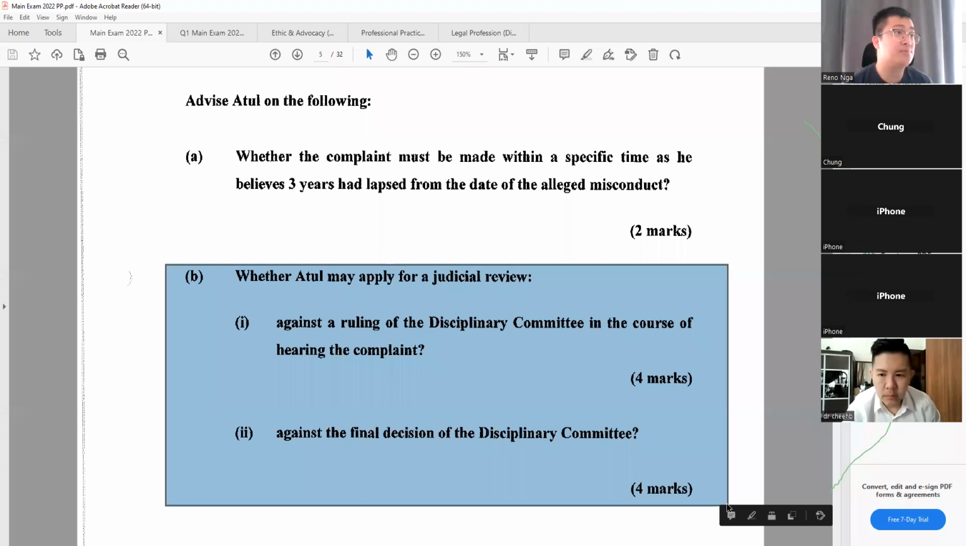So right now they are asking, since the disciplinary committee, which is DC, in the course of hearing of the complaint makes a ruling, which means DC receives the complaint, makes investigation, makes a ruling, can A ask for judicial review or not? Okay. So I think this one is slightly complicated actually. I don't know whether our friend Z can give us any law or not, but actually I do have a case law. Let me show you.